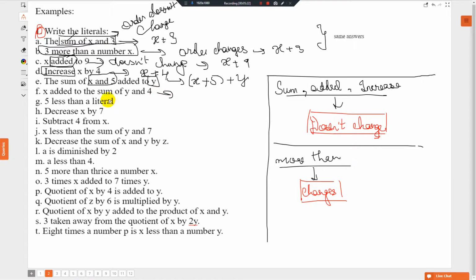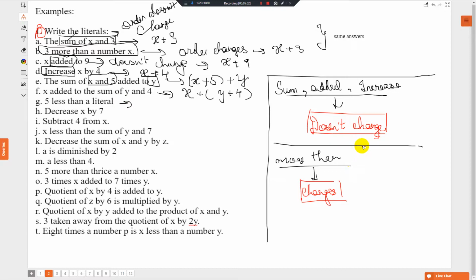Now here, x added to the sum of y and 4. Added comes in the does not change column. So it does not change. So we write x plus y plus 4. Here we don't keep the bracket, as the plus is common for x, y, and 4.